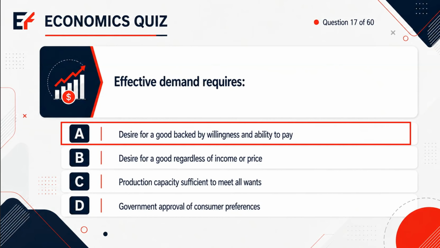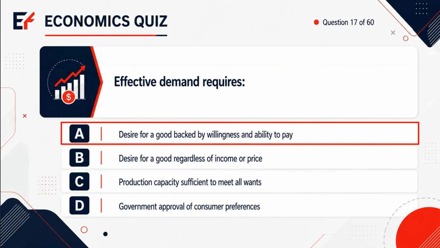Let's pin down what makes demand effective. Effective demand is not just wanting something. It means the consumer wants the good, is willing to buy it, and has the purchasing power to pay for it at the given price. Option A is correct because it includes both willingness and ability to pay.